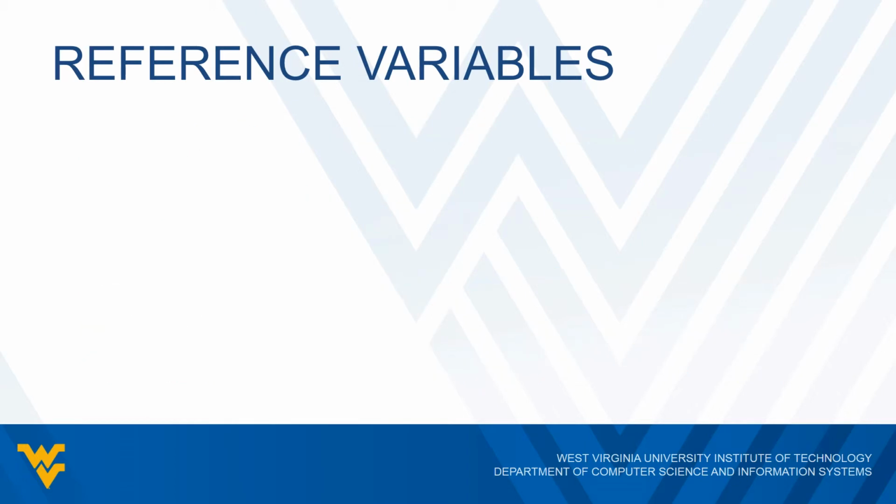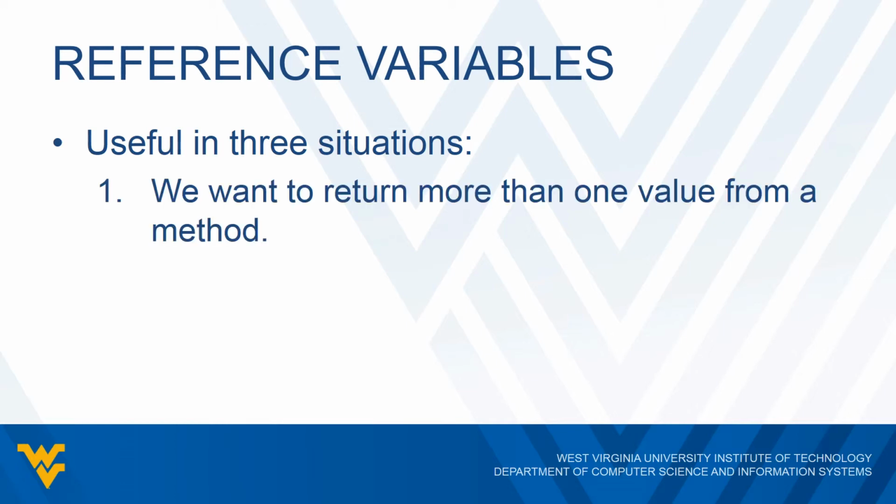This means that reference variables are useful in 3 different situations. First is if we want to return more than one value from a method, because we can only use the return statement to pass one thing back. So if I want to modify several things, then I can pass a reference variable, make changes to the data associated with those reference variables, and then when I go back, then I have my updated values. So this is kind of a way of indirectly returning multiple values from a method.